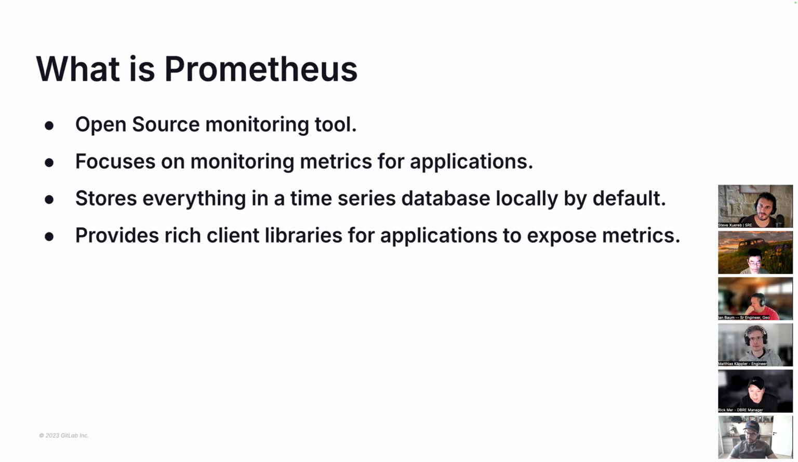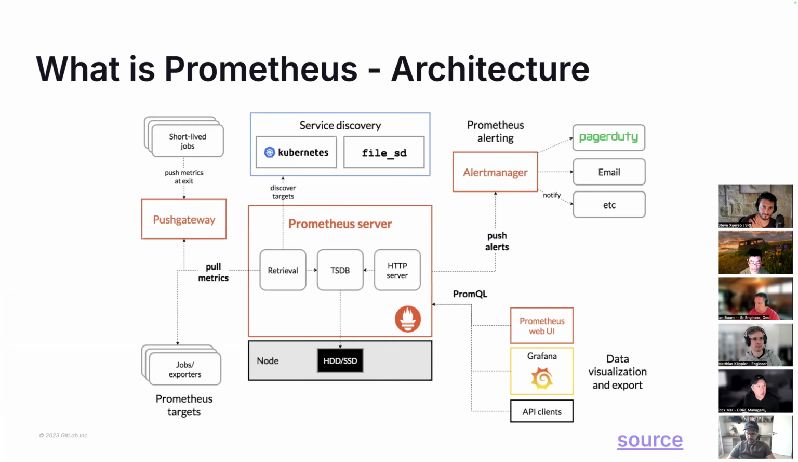It stores everything in a time series database because we look at these metrics at a very specific interval and we create time series data out of those metrics. And Prometheus also provides rich client libraries. So for example, if you're using Go or Ruby, you pull in a gem or a package and you can expose custom metrics for your application, which is fairly straightforward to do.